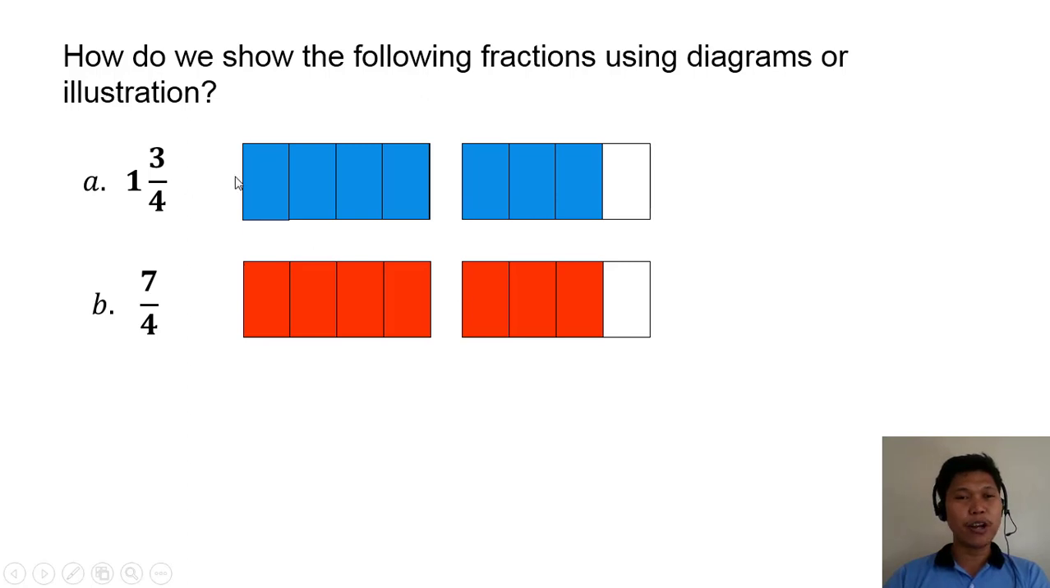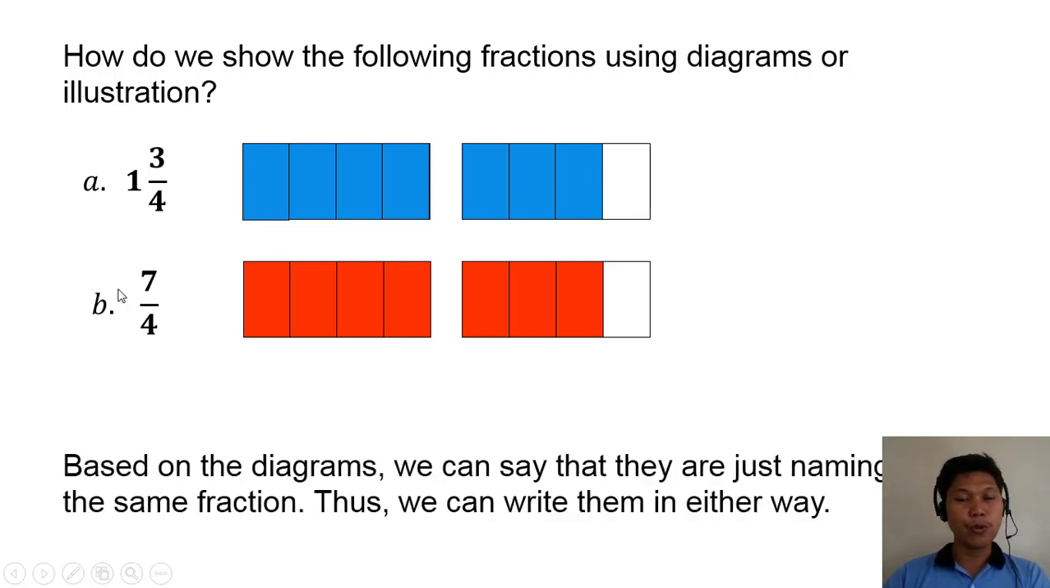Okay, so if we are going to observe 1 3/4 and 7/4, they are just actually naming the same fraction or the same amount. Therefore, we can say that 1 3/4 is just equal to 7/4 or they are just equivalent. Thus, we can write them in either way. So, pwedeng isulat pala ang fraction na to na ipakita ng shaded parts using 1 3/4 and pwede ring 7/4. And that is what we are going to discuss.